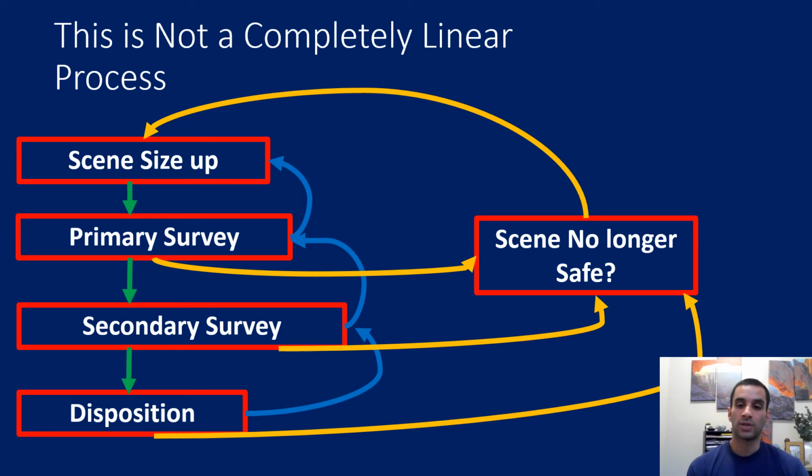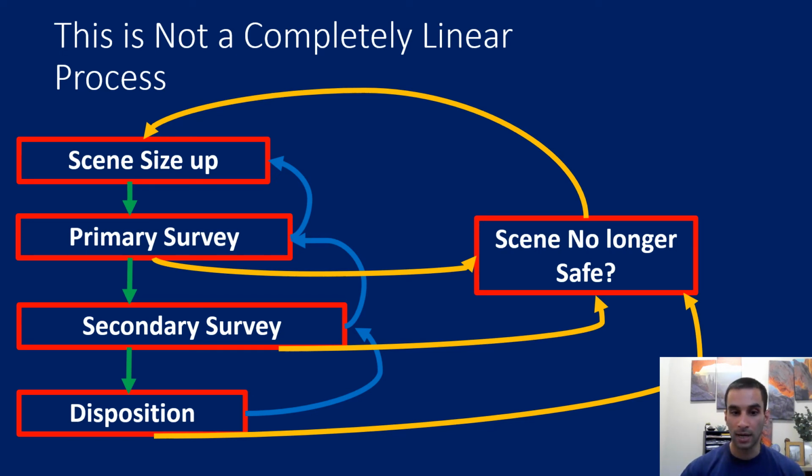Now, the way I presented it to you, from scene size-up to primary survey to secondary survey to tertiary survey, I've presented it in a linear way: you do one, then the other, then the other. The process in real life isn't that linear, because you might have to go back to a previous step if there's a problem. So you might do a scene size-up, get your primary survey, then say, oh, the scene is no longer safe. I have to go back to scene size-up again, and maybe do something different.